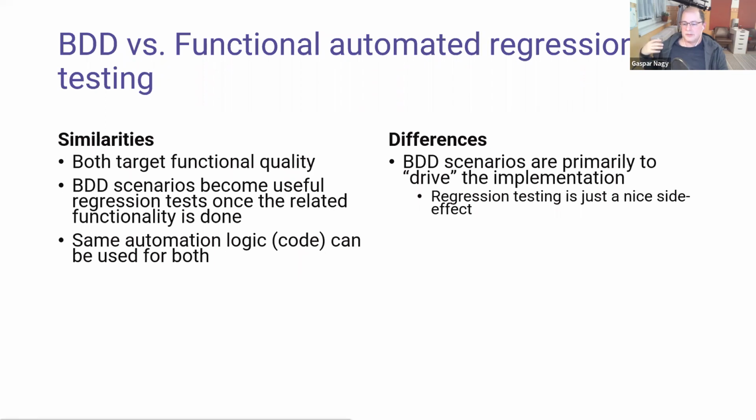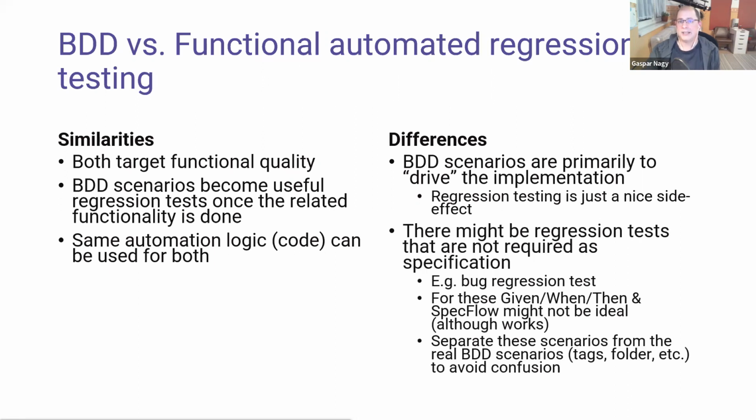Our goal at that time is to have a good illustration of the requirements that can be used to drive the implementation. That's why it's called driven thing. So of course they are going to be regression tests at the end, but that's not our primary goal. And at the end, it can happen that you will need some additional regression tests that were not required as an illustration, that were not required as a specification.